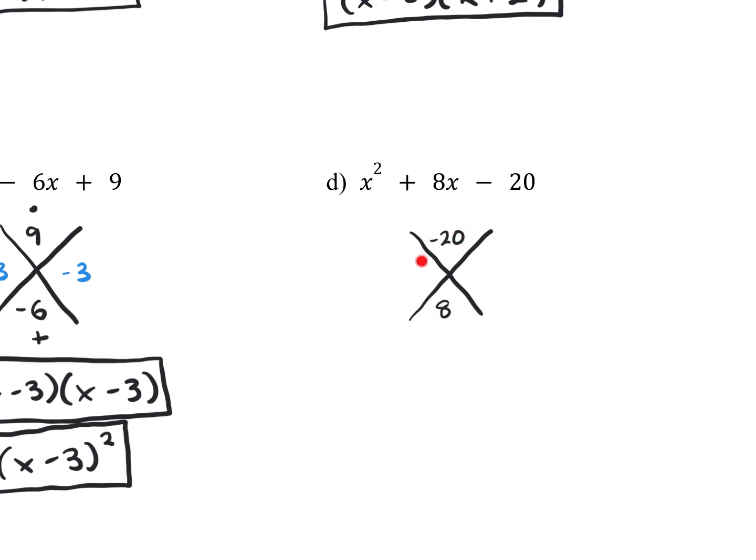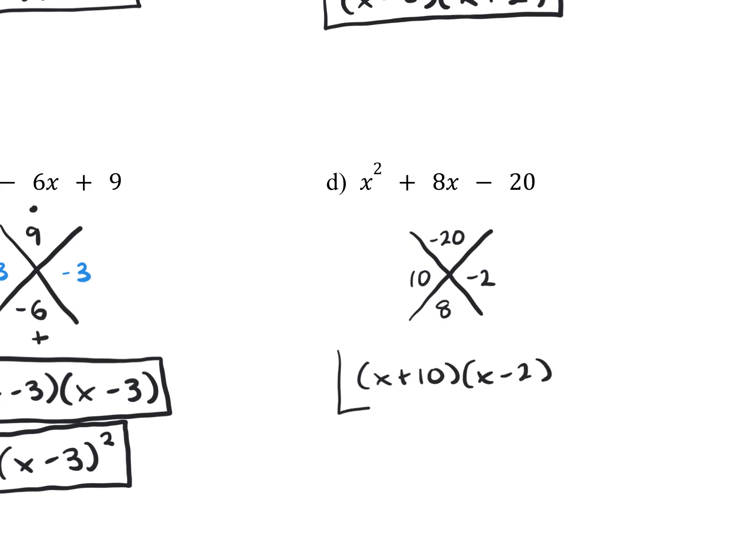So I think of the factors of 20. So I say 4 and 5, well that wouldn't work. 20 and 1, that wouldn't work. Oh, how about 10 and 2? So if I do a positive 10 and a negative 2, that meets our c and b values. So we have the factors x plus 10 and x minus 2.